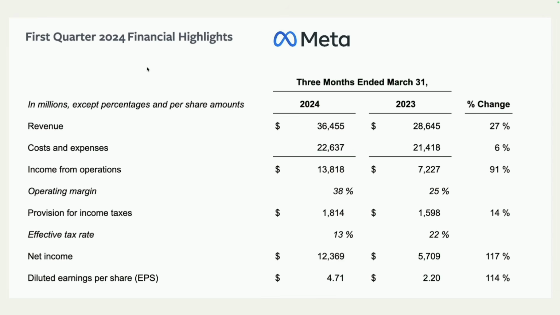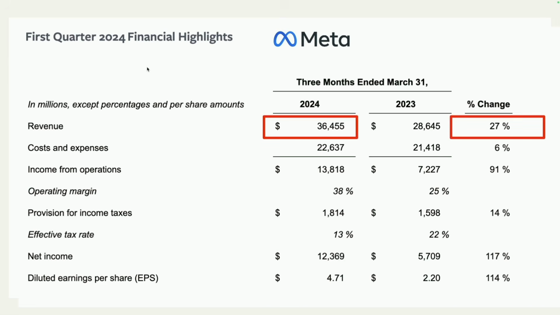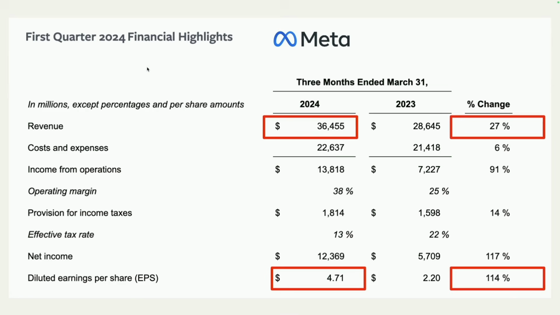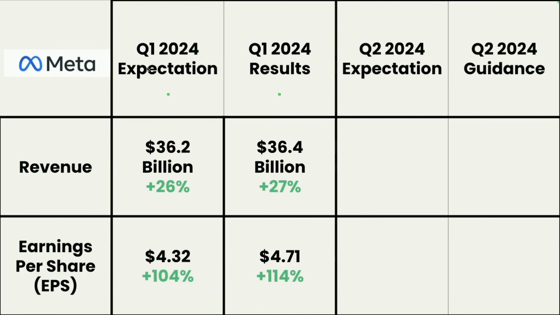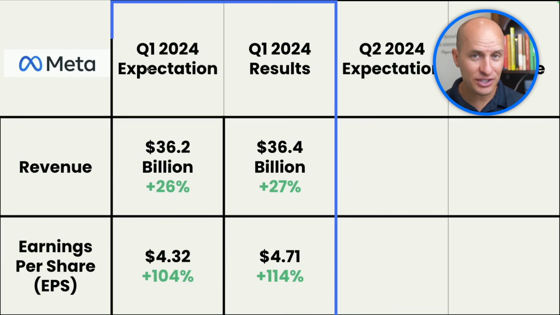Now, when the company actually reported earnings, its revenue grew 27% to $36.5 billion, and its earnings per share came in at $4.71, which grew 114%. So as you can see, both of these figures were above Wall Street's expectations, which was a very good sign for investors. So in regards to this earnings report, we would say that Meta exceeded expectations in Q1 of 2024.